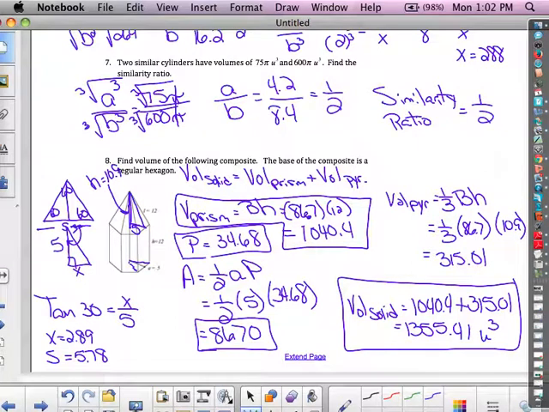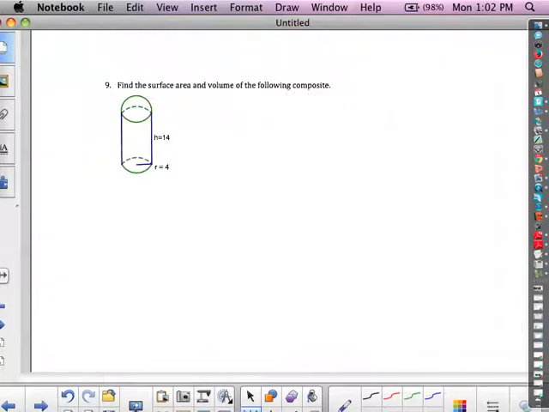One more. So for number 9, again, you're asked to find the surface area of this and the volume of this cylinder with half a sphere on top. So the surface area is going to be equal to the area of the base plus the lateral area plus 1/2 the sphere.